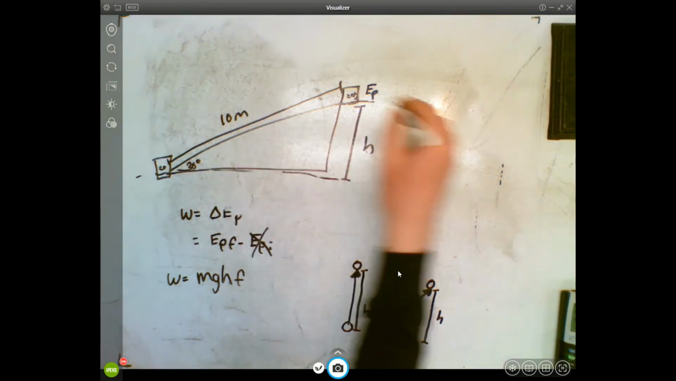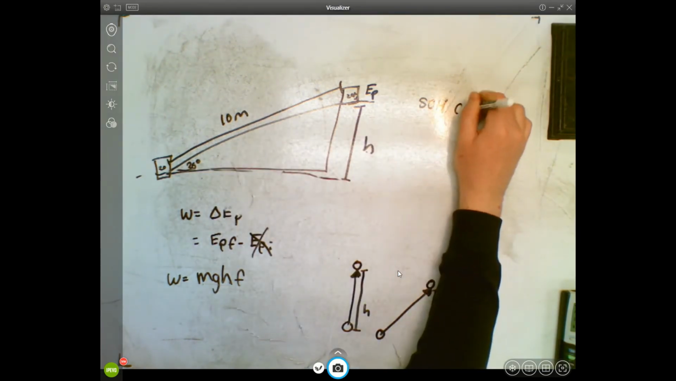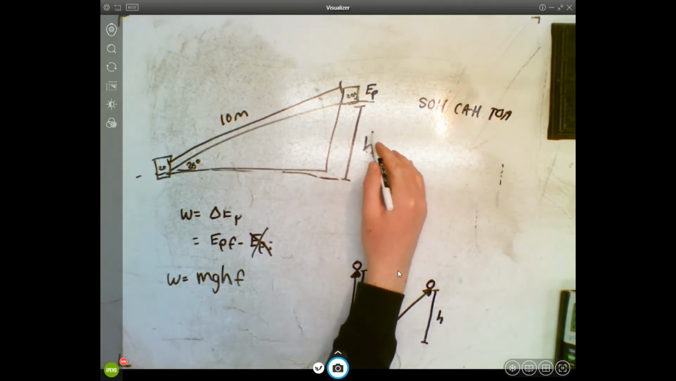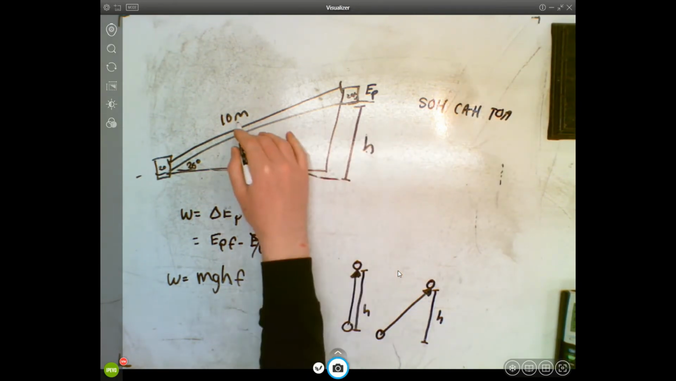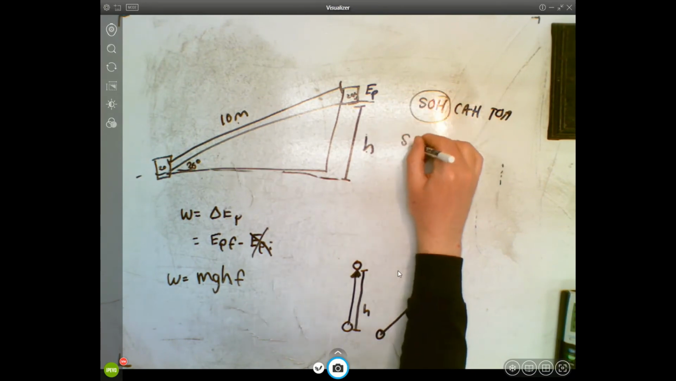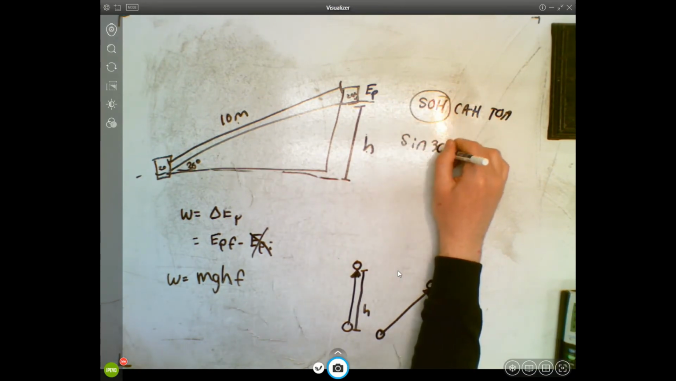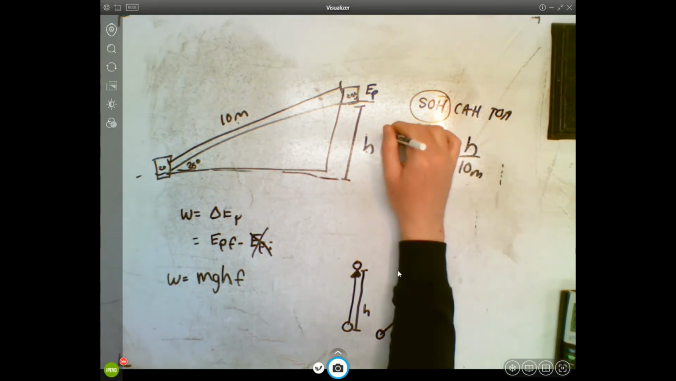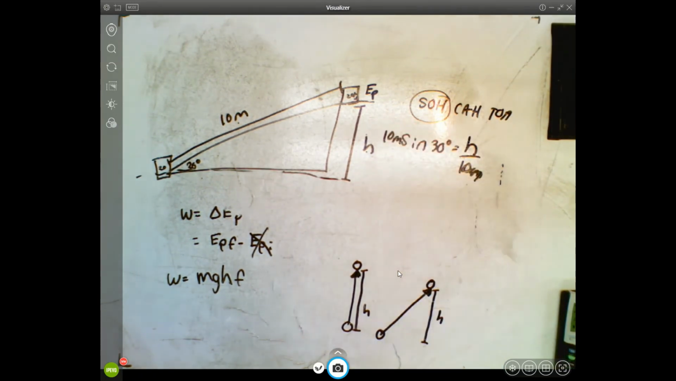And this is a triangle, right? So we can use SOHCAHTOA. We have opposite, we have hypotenuse, so sine. So sine of 30 degrees equals opposite over hypotenuse. Move the 10 up there. So we can find that height. This is 10 sine 30.